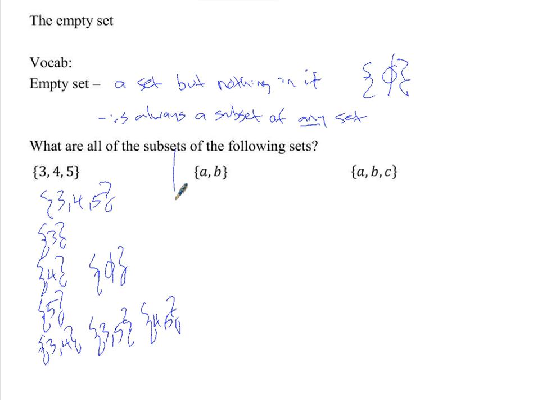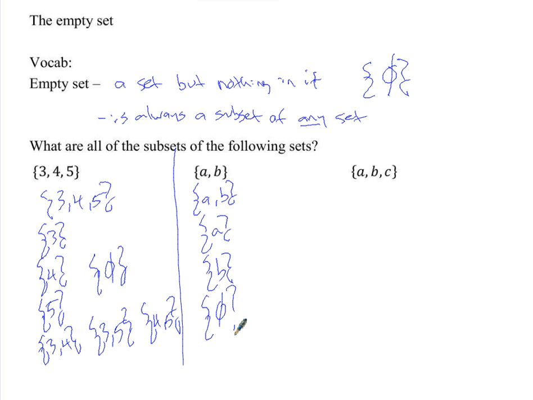For A comma B, this time it's a little bit easier. We only have 2 elements this time. The first subset would be what? AB, the original. Give me another subset. Just A? Also just B. My squiggly brackets are getting much better now because I'm writing them so much. The empty set is also a subset. Is there anything else? We have the original set. We have all of the individuals. B comma A is the same as A comma B, so that doesn't work. The empty set, that's it.